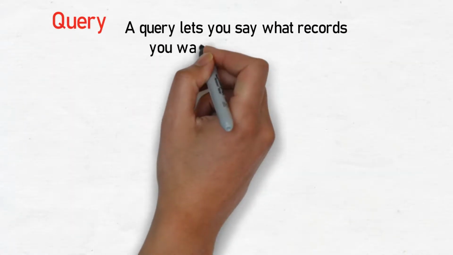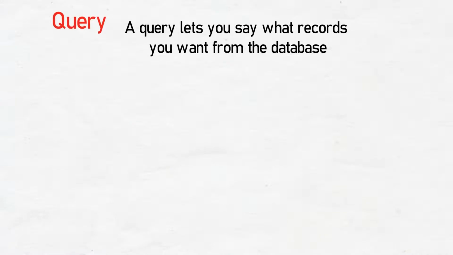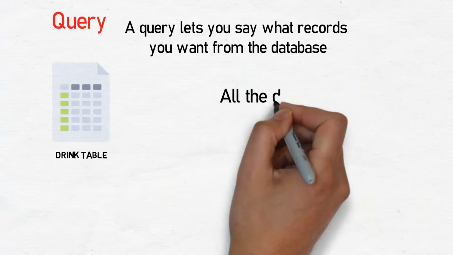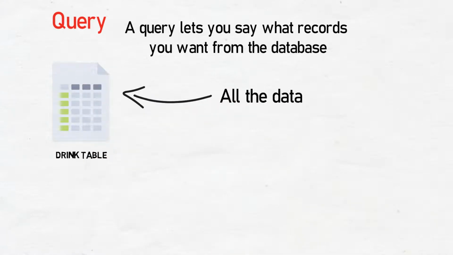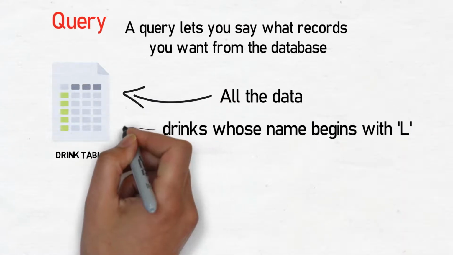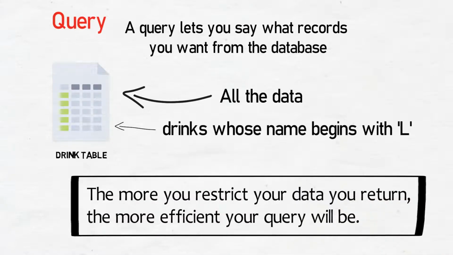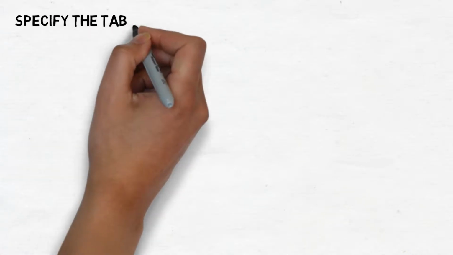A database query gives you a way of saying exactly which records you want access to from the database. As an example, you can say you want to access all the data from the drink table or just those drinks whose name begins with L. The more you can restrict the data you return, the more efficient your query will be. So let's get started. First, specify the table and columns.